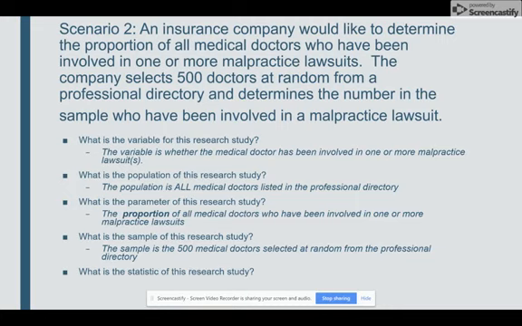What is the statistic of the research study? The statistic is the proportion of the 500 randomly selected medical doctors who've been involved in one or more malpractice lawsuits.